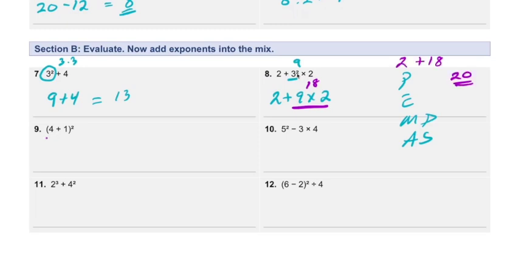And the next one, parentheses comes first. So here's the thing. Remember parentheses before exponents. So it's not 1 squared. You do the parentheses first, P. So 4 plus 1 is 5. 5 squared is 25. 5 times 5.